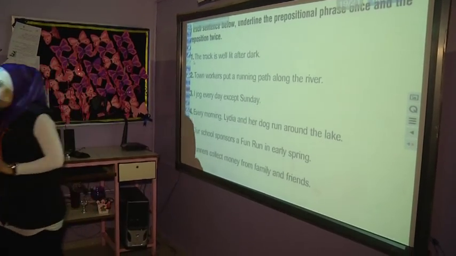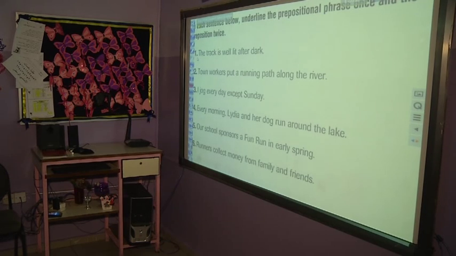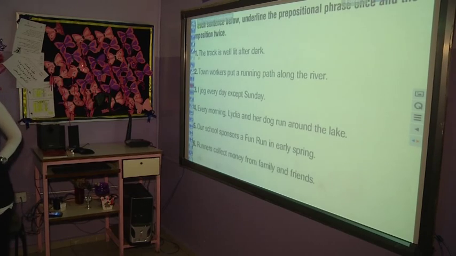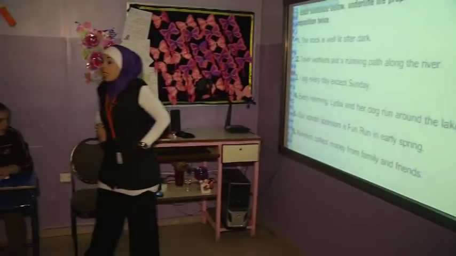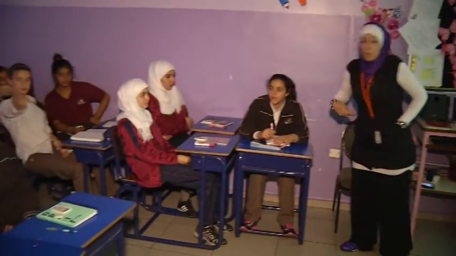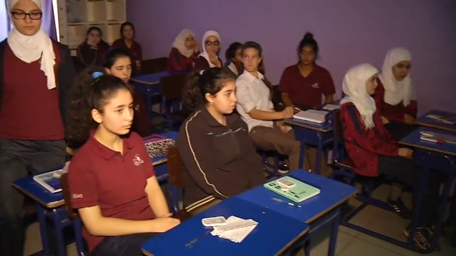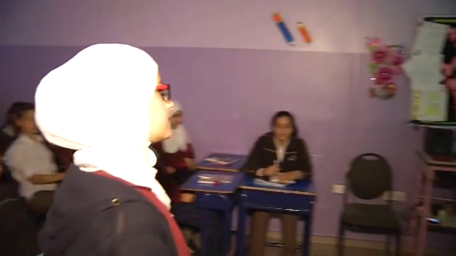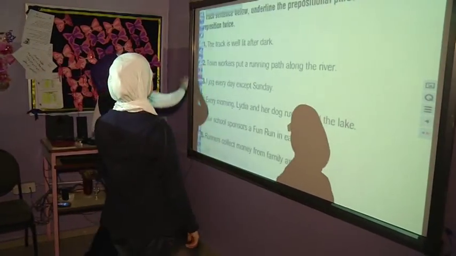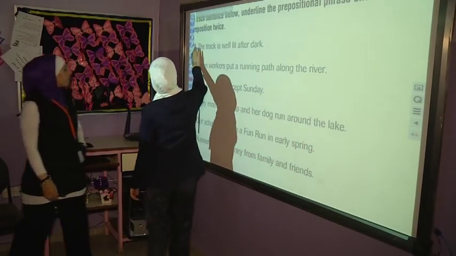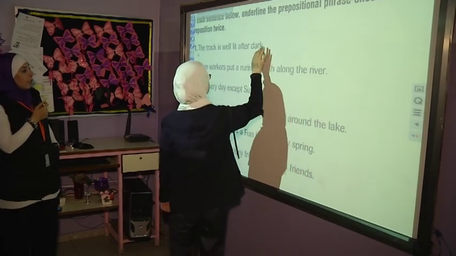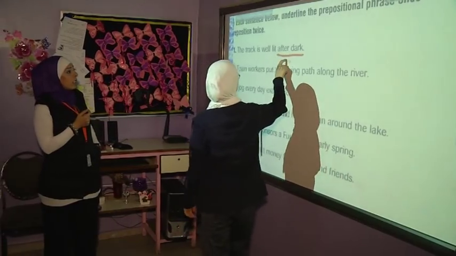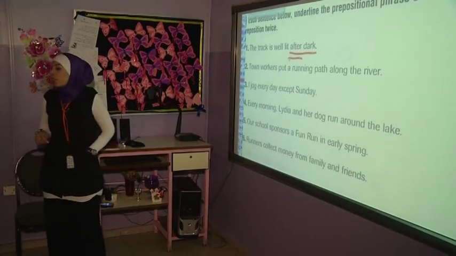Okay, let's start with number one. The track is well lit after dark. In each sentence below, underline the prepositional phrase once and the preposition twice. Yes, Tamara, I want you to come to the board and try and do it. Use whatever pen you like. The track is well lit after dark. After dark. And after the preposition. Excellent. Very good. Clap your hands for her.